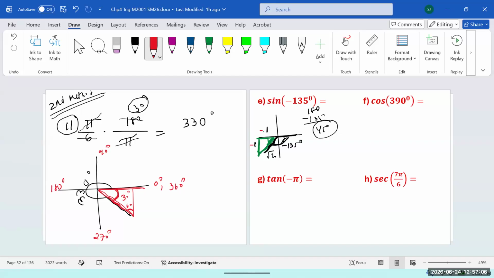Negative. So they both are negative. And now we can find any angle in this triangle. They're asking for sine. Sine is what over what in terms of triangle? Because we have a triangle. Opposite. Sine is opposite over hypotenuse. So here, which side is opposite? -1. And what is our hypotenuse? Square root of 2. So this is the answer for sine -135.